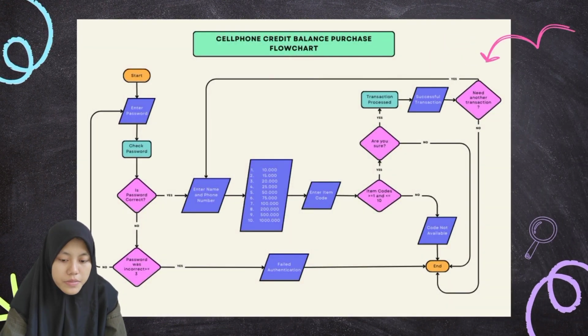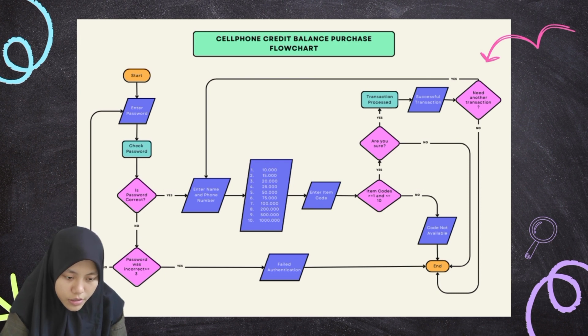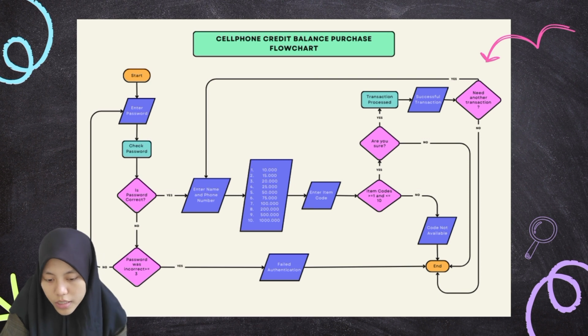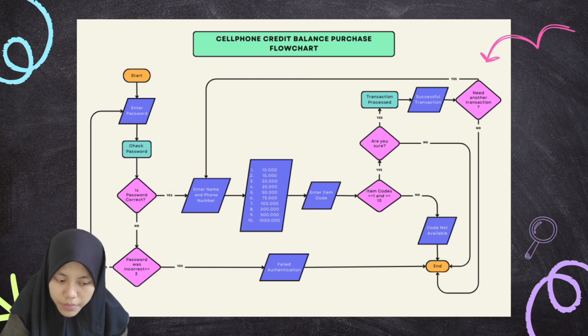So, this program starts with the user entering a password. If the user enters the wrong password, it will be directed to repeat the password again. If the user enters the wrong password 3 times in a row, the program will end. However, if the password entered by the user is correct, the user will be asked to enter the data in the form of the name and cell phone number.